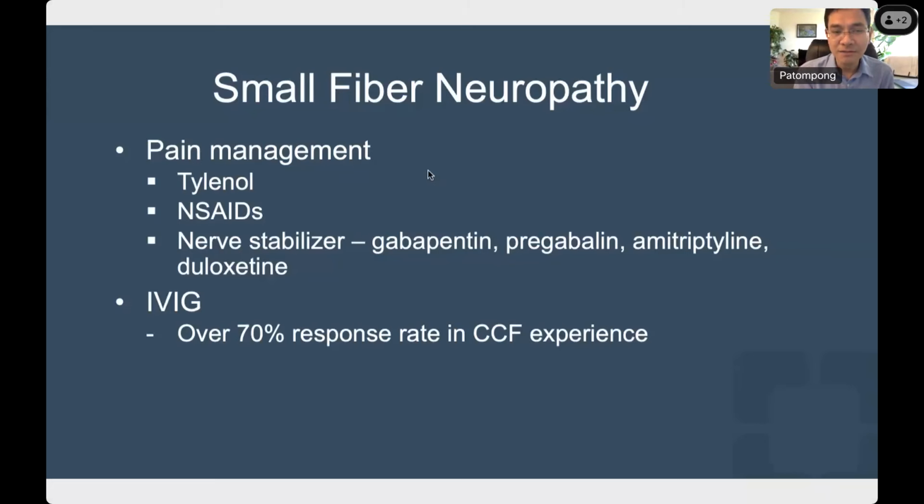And most of the time, we may need to consider something even stronger. And in our Cleveland Clinic experience, we think that treatment with a specific medication called intravenous immunoglobulin or IVIG can be helpful. And in our experience, up to about 2/3 of patients with small fiber neuropathy do have a good response to IVIG treatment.